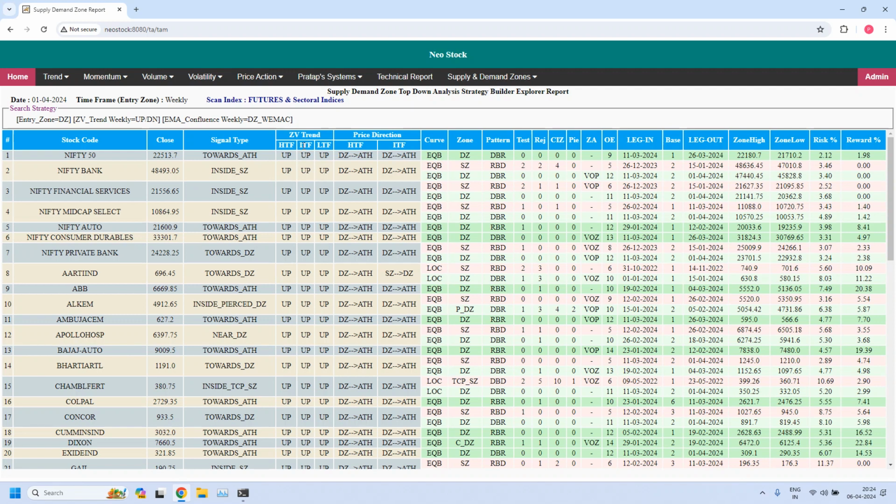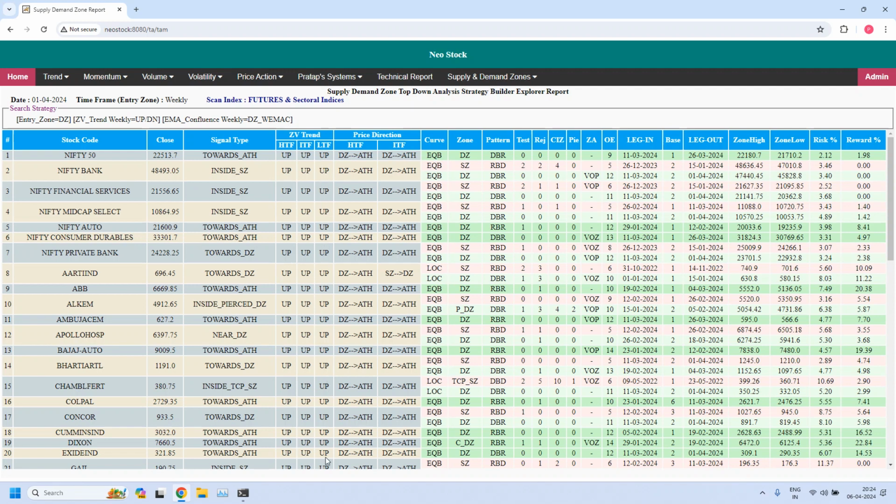ITF it will treat as monthly, and HTF it will treat as quarterly. Because we selected weekly as entry time frame, the software assumes it is a QIT, quarterly income trade, and that way it will assume and do all the calculations. But our interest is on weekly zones.